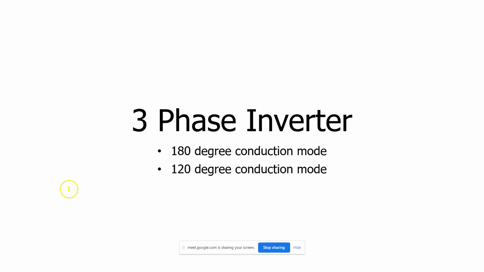So today what we are going to see is about the inverter. An inverter converts from DC to AC. We have two types, single phase inverter and three phase inverter. In a three phase inverter, there are two possible ways: 180-degree conduction mode and 120-degree conduction mode. In this video, we will be seeing about 180-degree conduction mode.